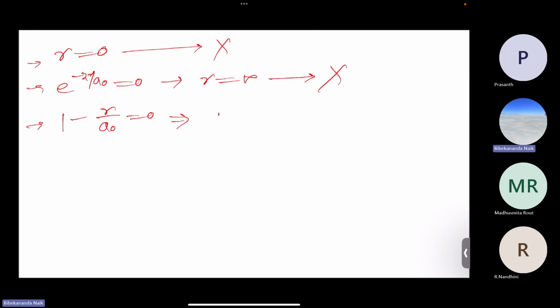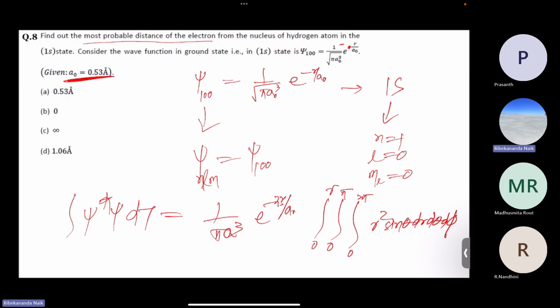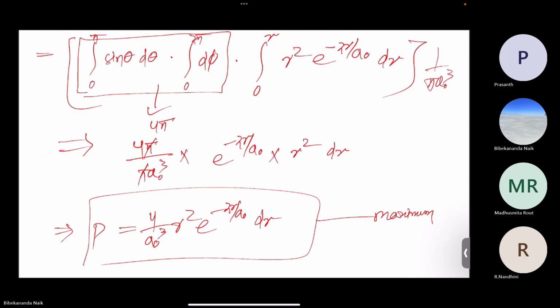So if you solve it, you will get 1 equals r by a0, or r equals a0. So the most probable distance is a0. We know a0 is nothing but 0.53 angstrom. So the correct option will be option A. So is this clear to you?